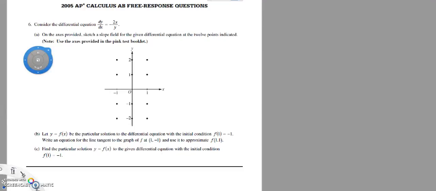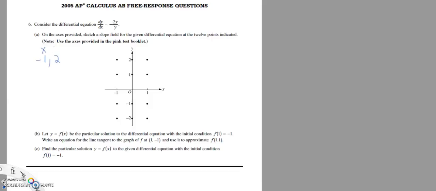Okay, in this video we are going to solve the 2005 AP Calculus AB free response question. It gives you dy over dx equals negative 2x over y. And it says on the axis provided, sketch a slope field for the given differential equation at the 12 points indicated. So when you start this, I guess you could start with negative 1, comma 2.